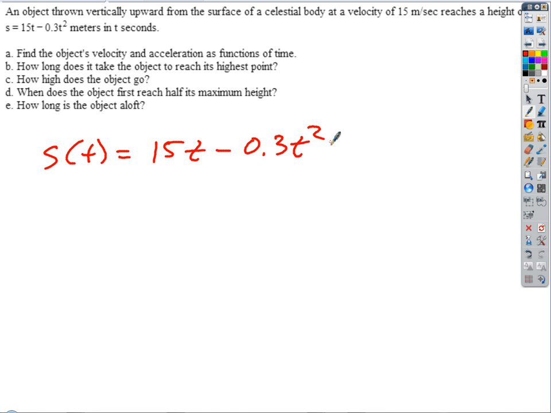So if we want to find the object's velocity and acceleration as functions of time, I'm just going to take a first derivative and second derivative, right? No big deal. How long does it take the object to reach its highest point? Now, that's a cool question. To reach its highest point, what's going to be one of the distinguishing characteristics of that highest point, the apex of its trajectory? When it's up here, what's one thing that happens? Velocity zero, yeah. So if we want to find how long it takes to get there, we could set the velocity function equal to zero, right? And solve for t.